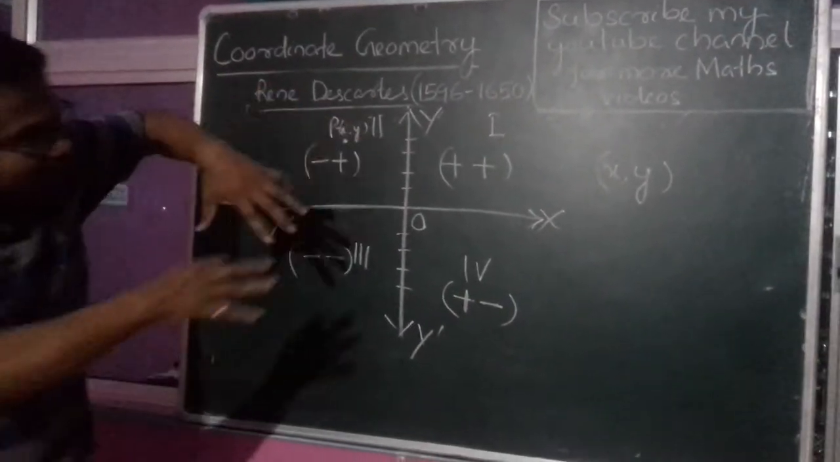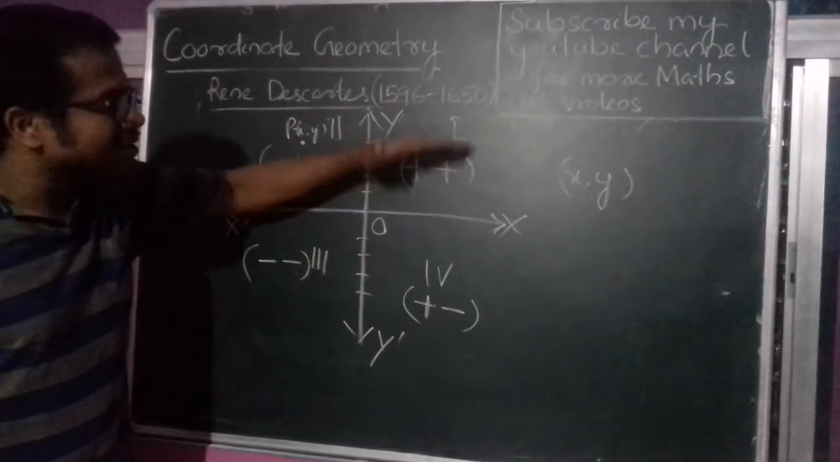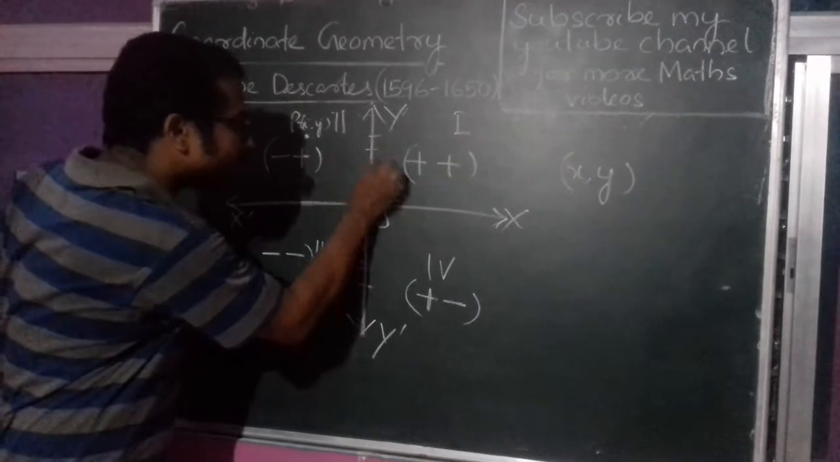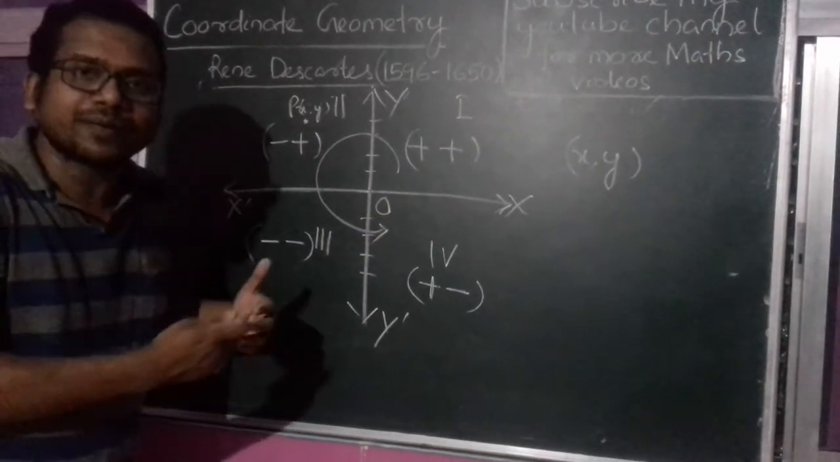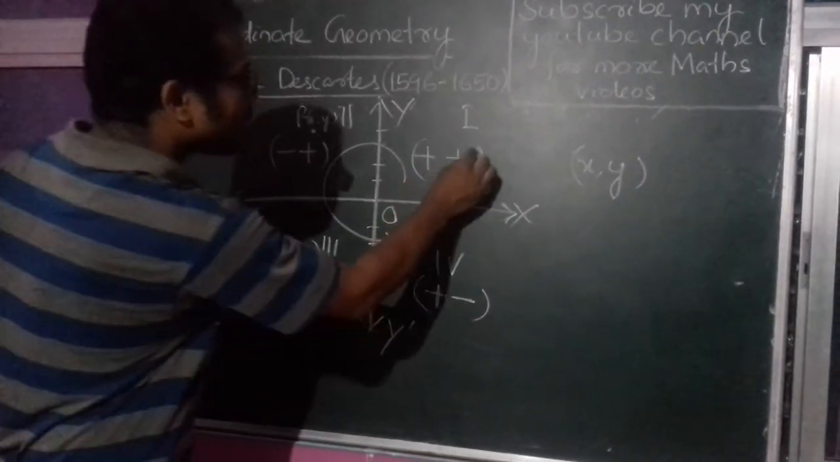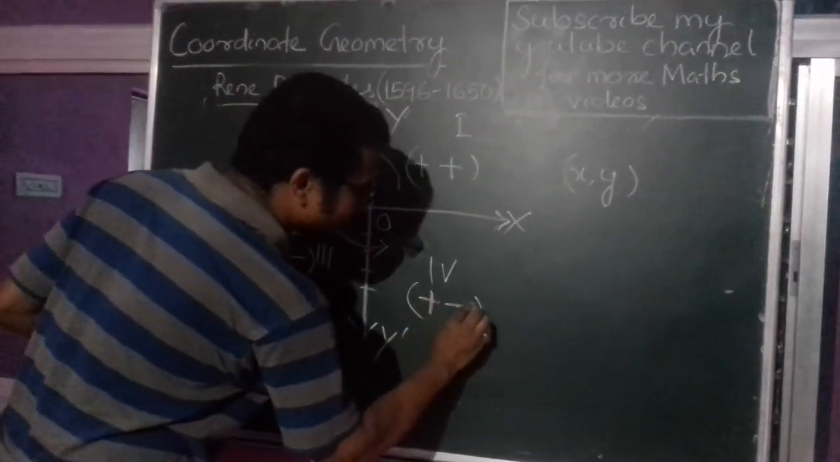Good. So in the 4 quadrants you got the coordinates of x and y. Plus plus is the first quadrant, and always you have to move anti-clockwise. This is the convention, the international convention. So plus plus here, minus plus here, minus minus here, and here plus minus.